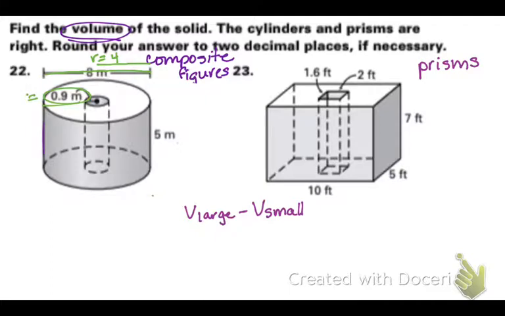So V large, okay, and the volume of a prism is base times height, and the base here is 5 times 10 is 50.